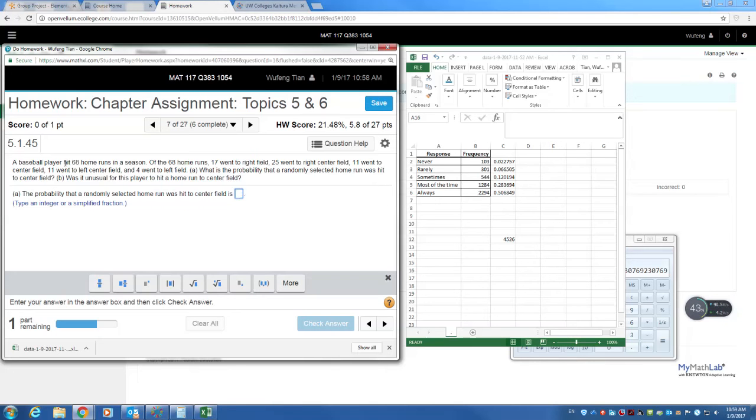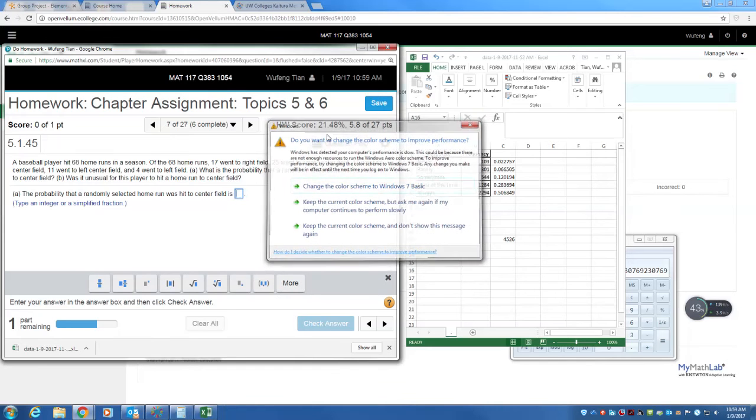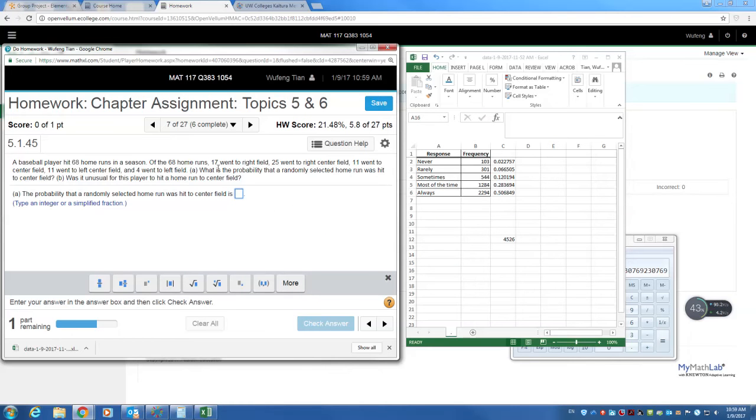A baseball player hits 68 home runs in a season. Of the 68 home runs, 17 went to right field, 25 went to left field, and the other ones to center field. What's the probability that a randomly selected home run was hit to center field? This is a pretty simple one. You just use the center field count divided by the total.